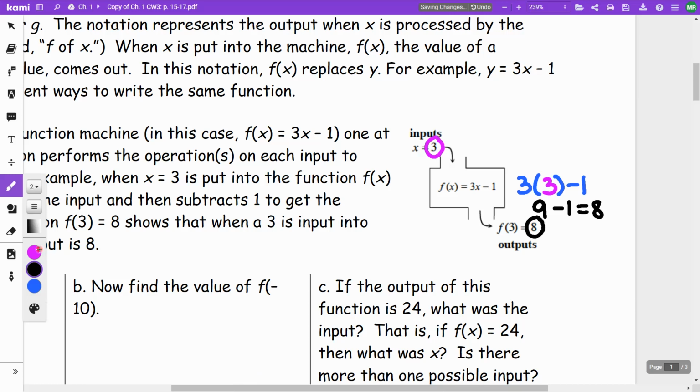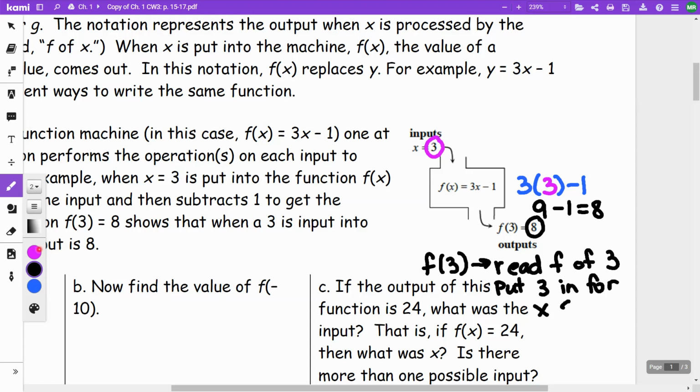Okay. Now, one way to write this, besides saying substitute in 3 for x, we can write it as f of 3. And that is read f of 3. And that means put 3 in for x and evaluate. See what we get out. They really want the output when your input is 3. Okay, that's really what they want.